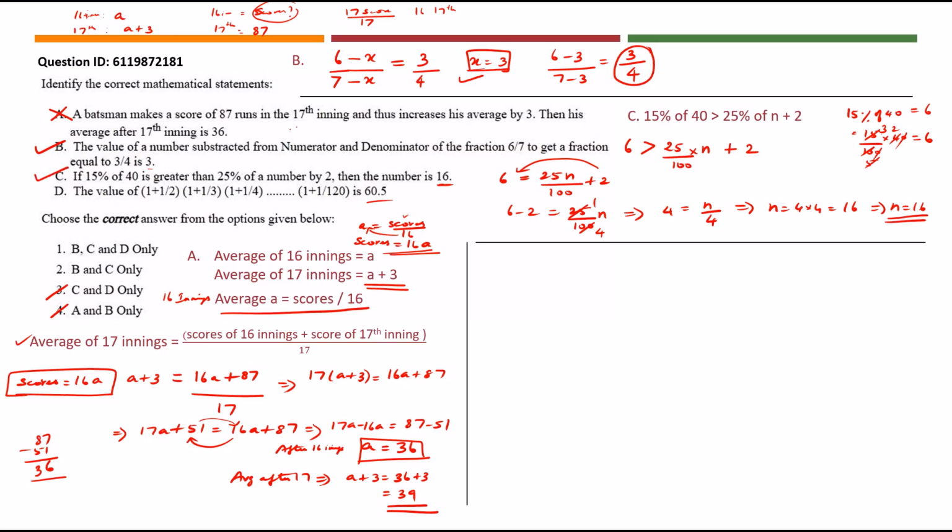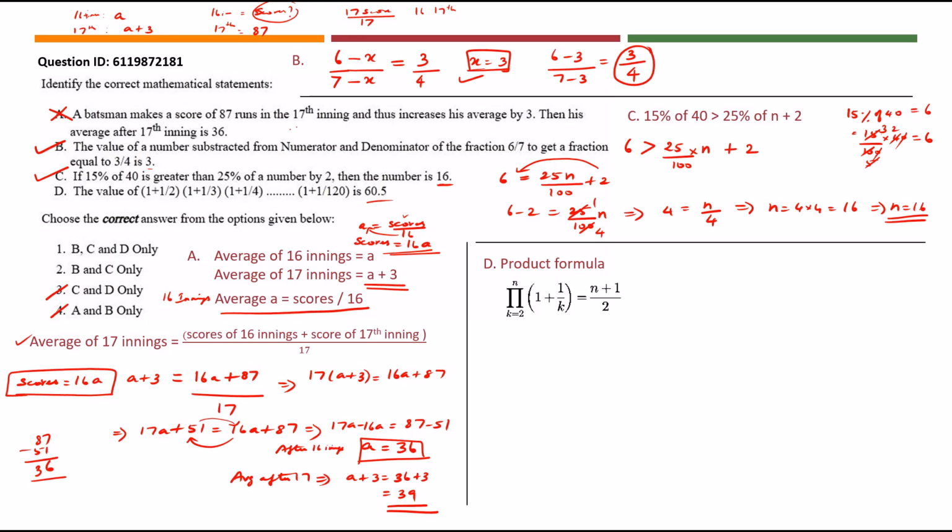So C is also true. Now we have to check whether D is true or not. Only then we can know whether option 1 or option 2 is the answer. So let's go for D. The value of 1 plus 1 by 2 into 1 plus 1 by 3 into 1 plus 1 by 4 up to 1 plus 1 by 20 is 60.5.